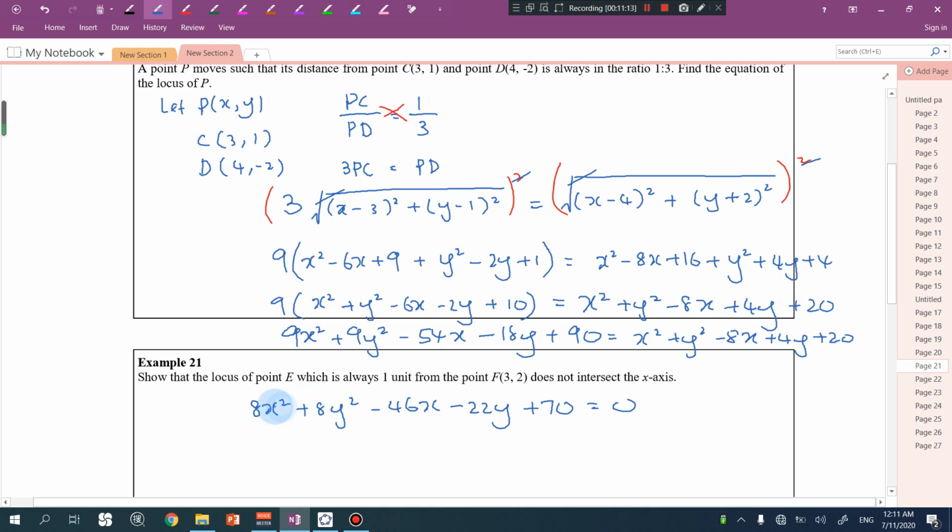Okay, let me double check again. 8x squared, 8y squared minus 40. Okay, correct. So we can divide the whole equation by 4, make the number become smaller. I think just divide by 2. Okay, so this becomes 4x squared, 4y squared. So this is the 23x. Here is 11y. This is 35. Okay, so this is a locus. This is the equation of the locus mentioned here.